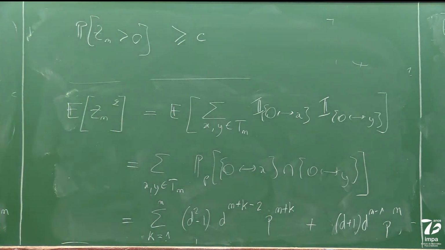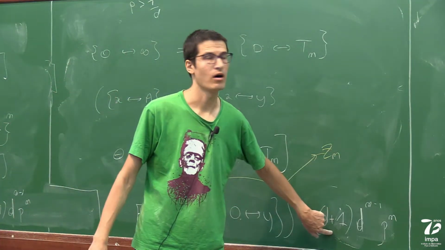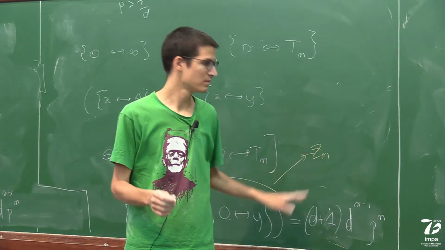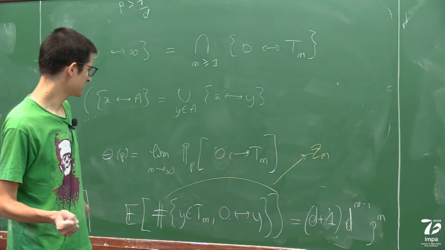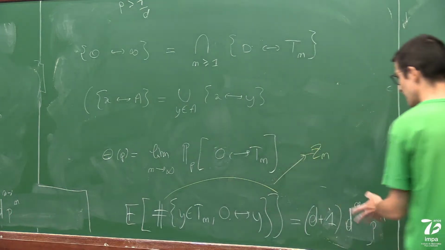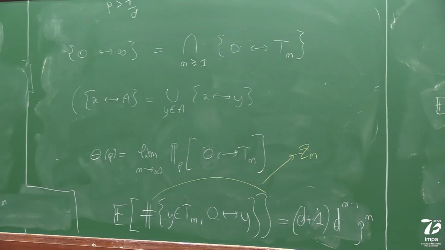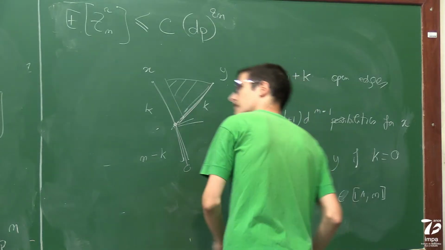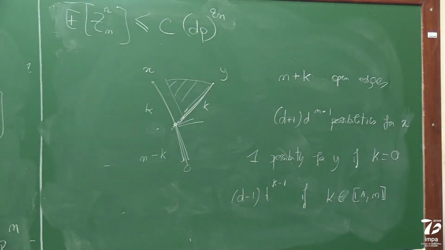Okay, so it's good because now I know that this is something like the square of the expectation. At first order, the expectation of Zn is really like (dp)^n, and this is like (dp)^(2n). Okay, so now I have to use something to conclude.